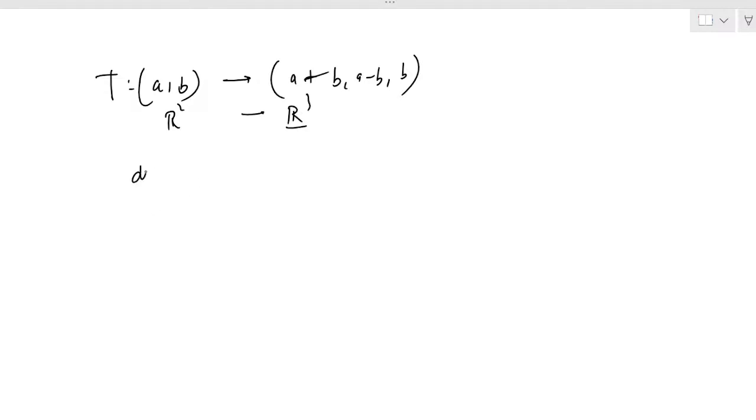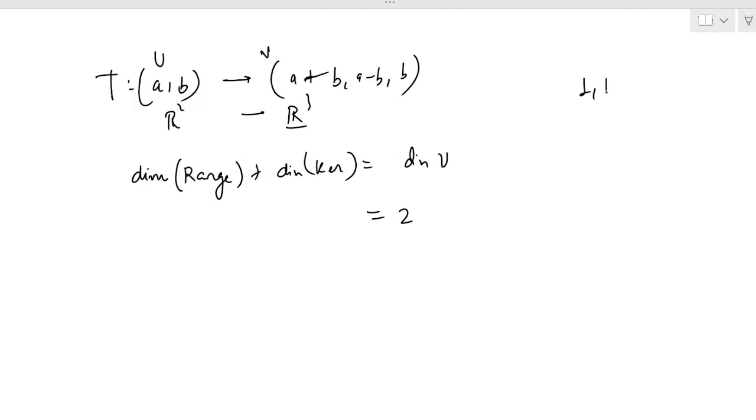So, dimension of range plus dimension of kernel is equal to what? It is equal to dimension of U. So this is U, this is V. So dimension of U is what? 2. Dimension of range, exactly, you know that we had these two vectors, right?